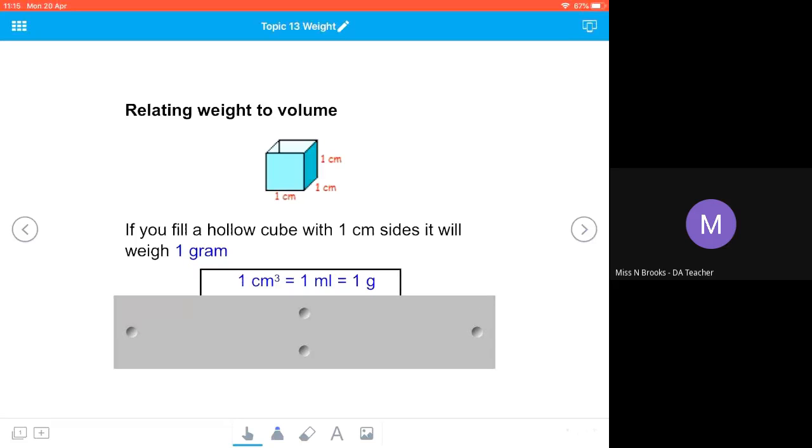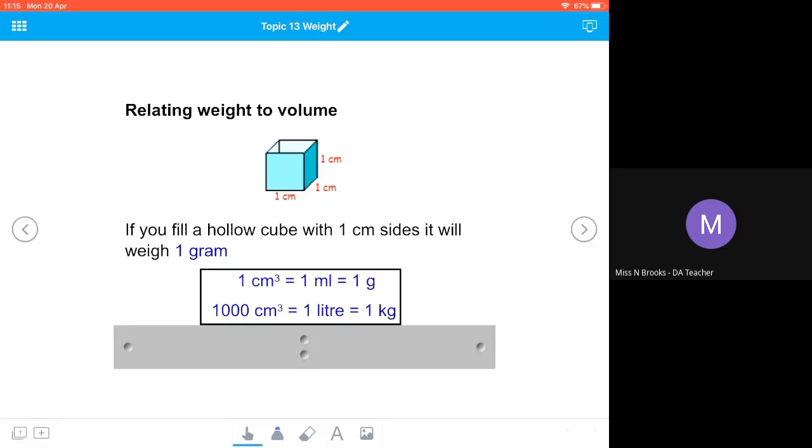So we can relate that to our solid and liquid units. So 1 cubic centimeter is equal to 1 milliliter when we looked at liquid volume, and that equals 1 gram. And then 1,000 cubic centimeters is equivalent to 1 liter, and that's equivalent to 1 kilogram.